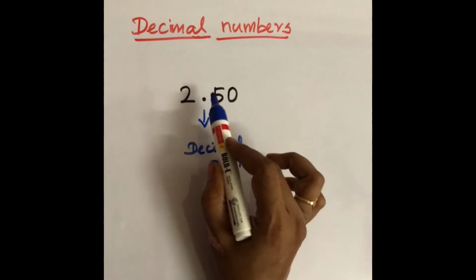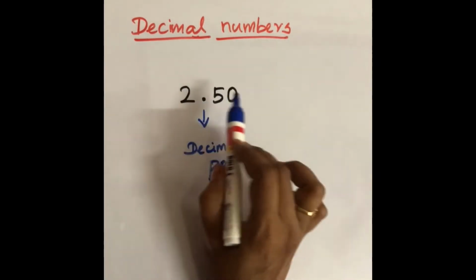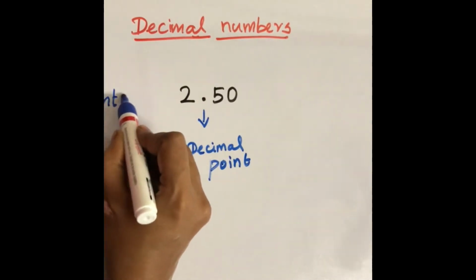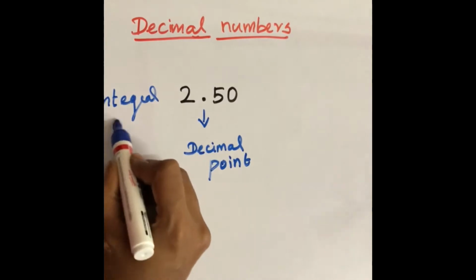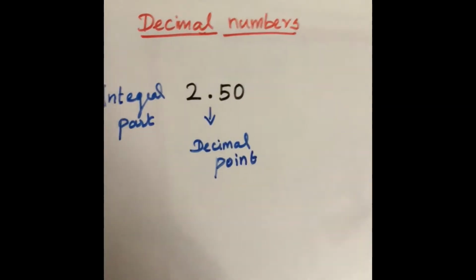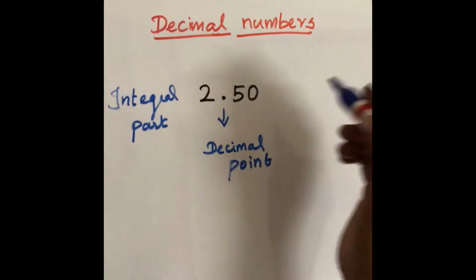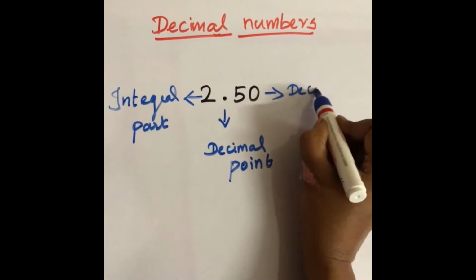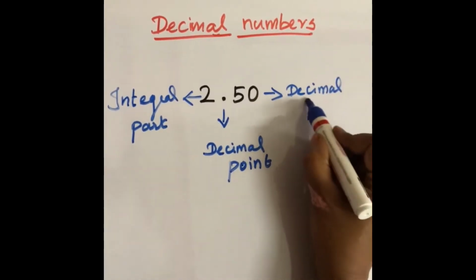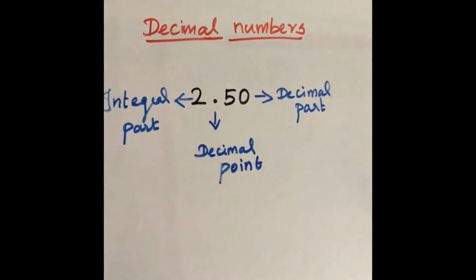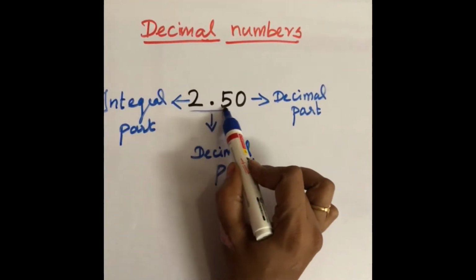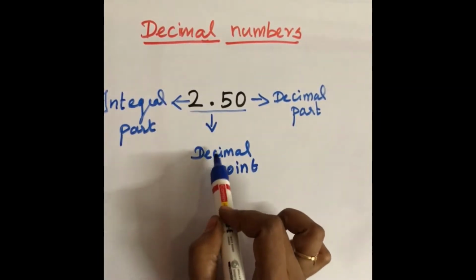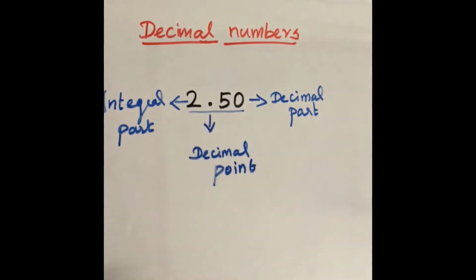So this point divides the number into two parts, right? This part is known as the integral part, and this part is known as the decimal part, not point, the decimal part of the number. So in this decimal number, we can find three parts: this is the integral part, this is the decimal point, and this is the decimal part.